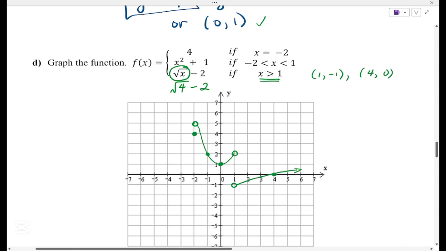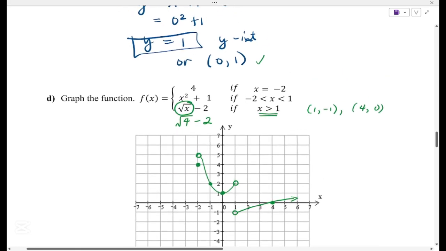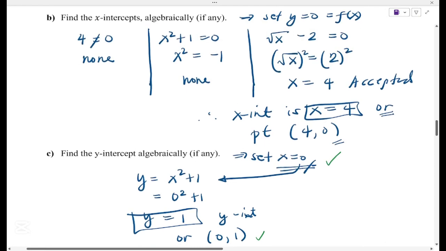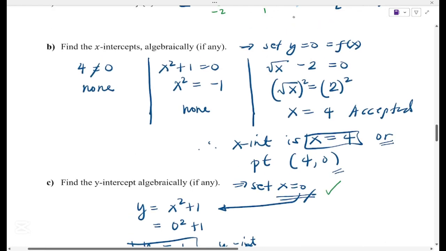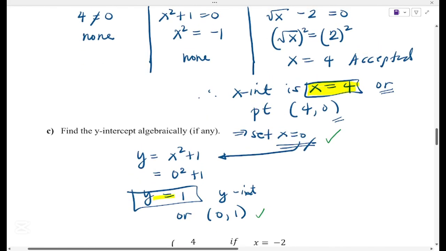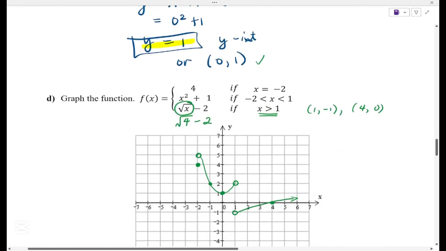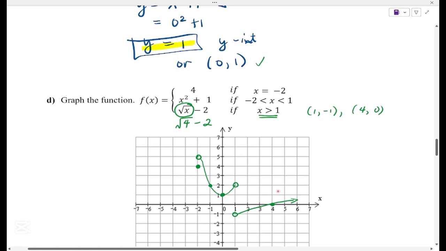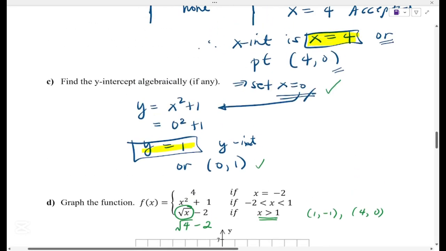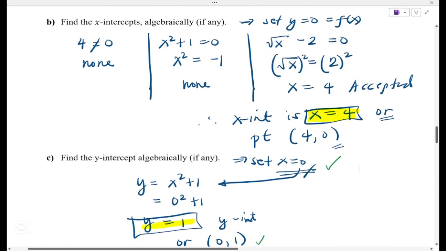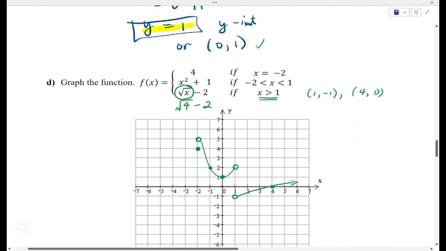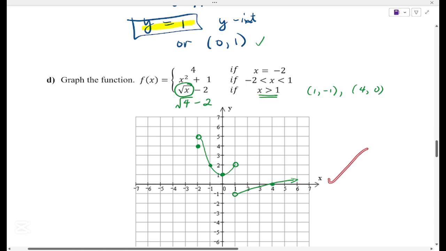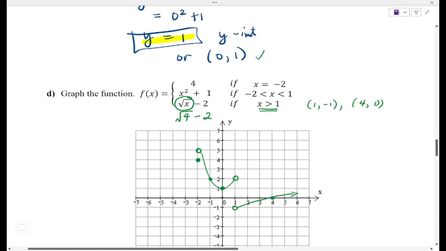So you can see here that we can verify what we solved on letter B and letter C. Remember that on letter B, we solved that there's only one x-intercept and there's a y-intercept at 1. So we can check the intercepts are correct: the x-intercept is 4, and the y-intercept is 1. So algebraically, our answers in letter C and letter B match this graph. So that's the graph of this piecewise defined function.